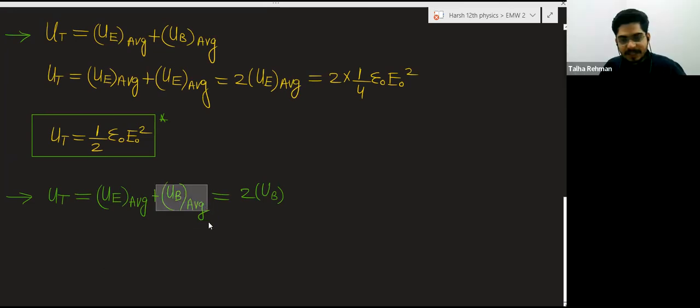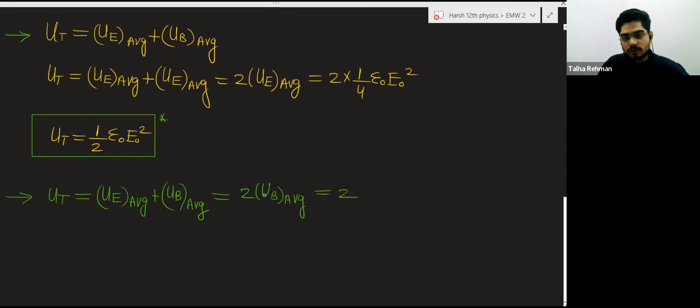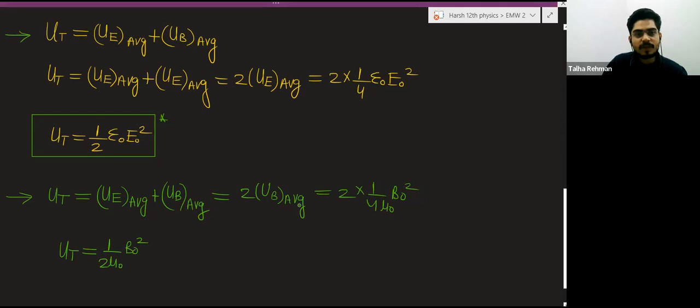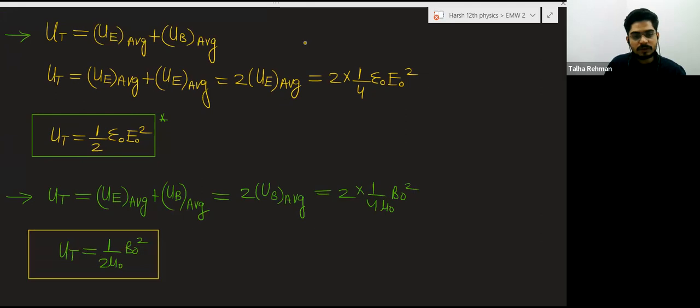So I can write in this term also: 2 times the average magnetic energy density. What is the formula of magnetic energy density? 1 by 4 of mu naught into B naught square. So the total energy density of the electromagnetic wave can be given as 1 upon 2 mu naught into B naught square. This is another formula for the total energy density.